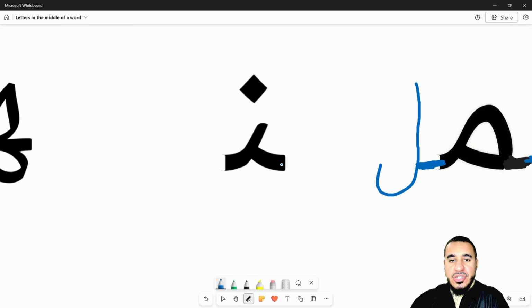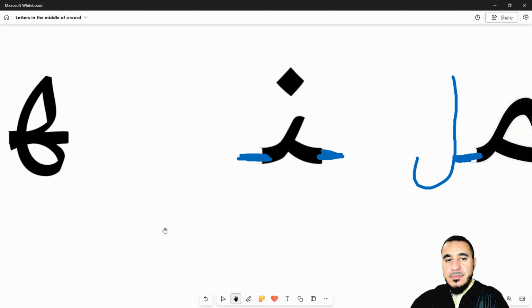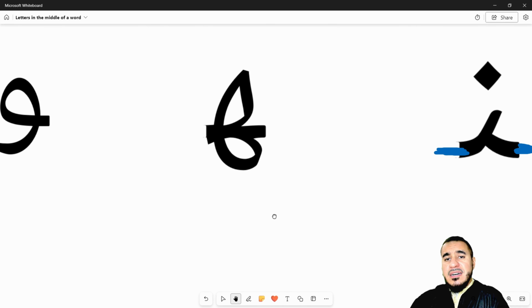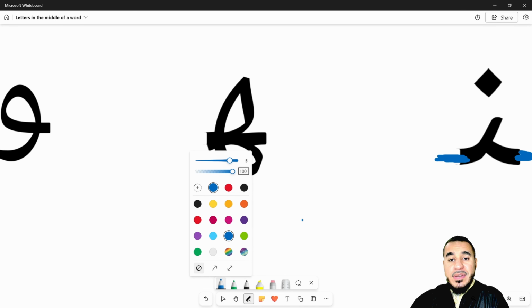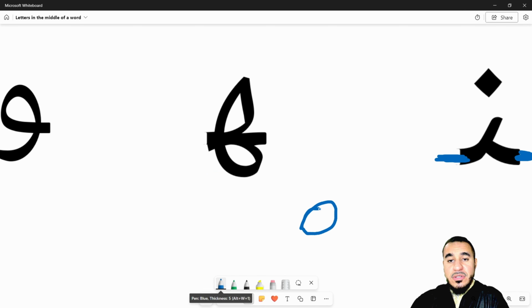And it would attach from this point here to the letter before, and here to the letter that comes directly after it. And then we have the letter ha. The letter ha looks quite different from when it's at the beginning of a word. Remember, the ha, when it's at the beginning of a word, it looked more like this, okay? And it would attach to the next letter at this point here.